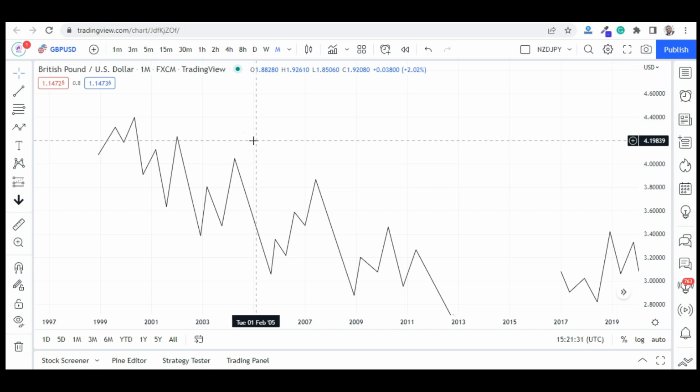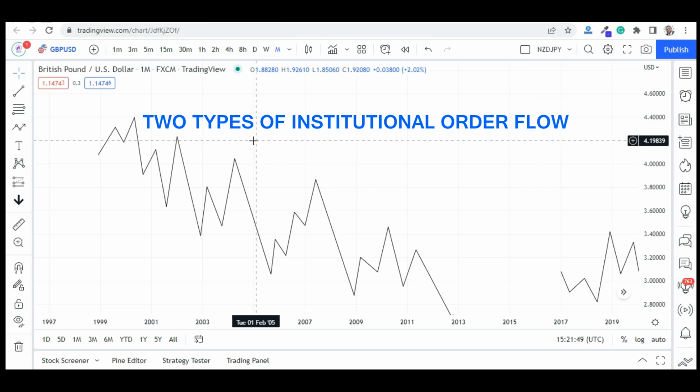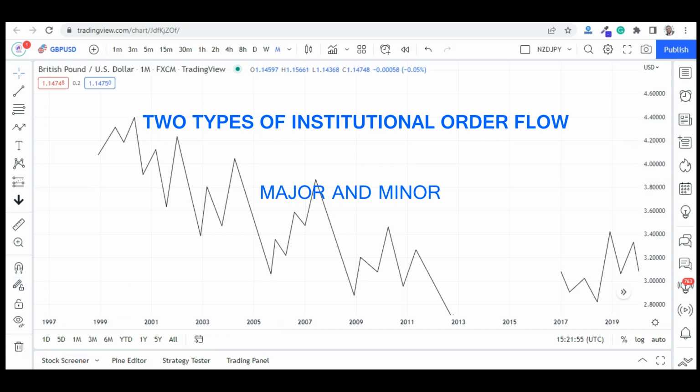Now, it's not all about looking at the overall trend of the market, because a trend can be bearish, but the order flow for that particular time frame we are looking at, or that particular period, will be what? Bullish. I'm going to show you why. Because there are two types of institutional order flow. We have the major institutional order flow and we have the minor institutional order flow.